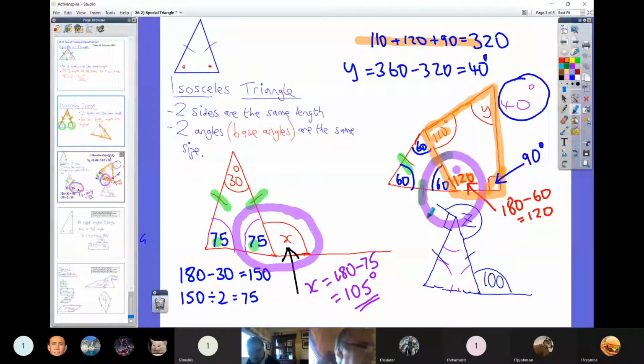So it's more angles practice, but you're now just going to have to draw on all the facts from before plus these two special triangle sets of rules. Okay, so over to you guys.